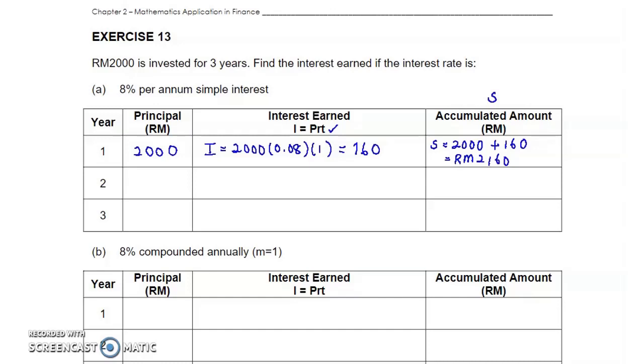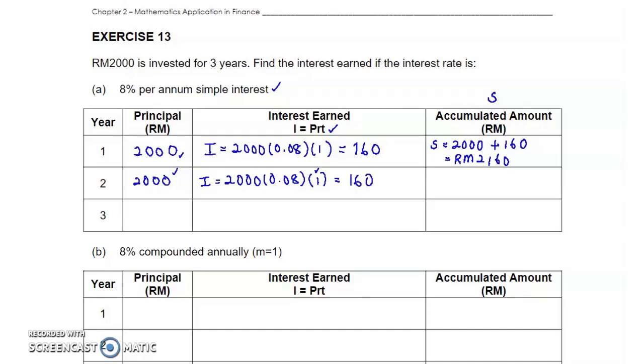Okay, now year 2. How to calculate interest for year 2? Simple interest is always based on original principal. So how we calculate interest here? 2000, still based on original principal, multiply by rate, and T here is 1 year. Why T here equal to 1, not equal to 2? Because now I'm showing you how to calculate the interest year by year. After this, I show you using the formula. So here, second year also, you will earn interest of 160 ringgit.